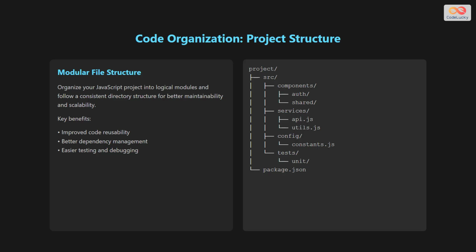Let's start with code organization, specifically project structure. It's essential to organize your JavaScript projects into logical modules and follow a consistent directory structure. This enhances maintainability and scalability. Benefits include improved code reusability, better dependency management, and easier testing and debugging. A typical project might have a source directory containing components, services, configuration, and test directories, along with a package.json file at the root level.